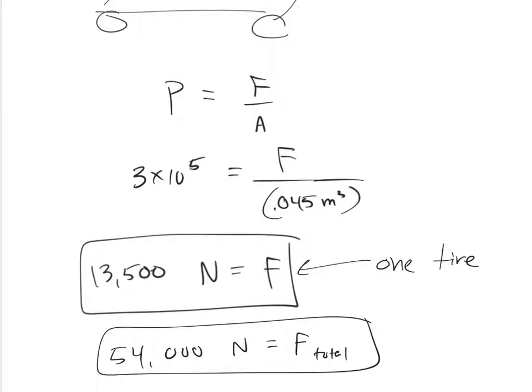I took the answer of 13,500 times 4 because there's 4 tires for a car. Each tire is supporting 13,500, so the total car is 54,000.